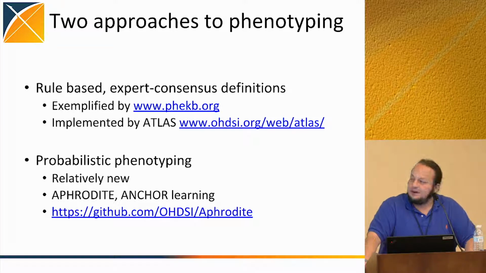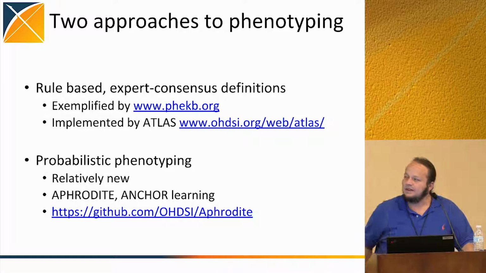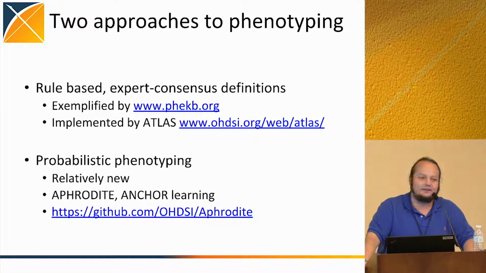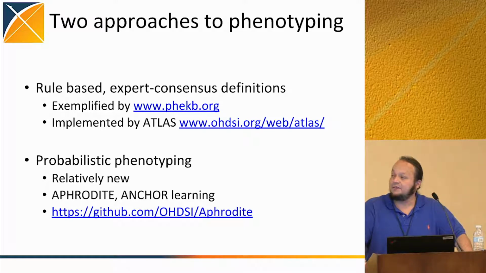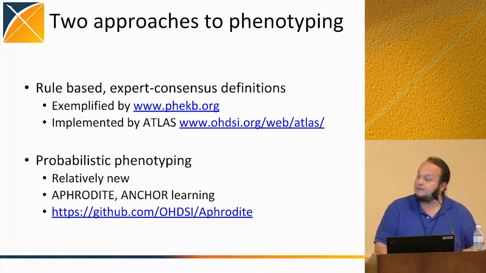But the part that I'm talking about is the probabilistic side. This is a newer trend, and it's getting a little bit more popular. There are other groups doing this, and there are packages like APHRODITE, which is built on the OMOP CDM. So that's what I'm going to talk about today. And there's another way of doing this with anchor learning, which is also built into APHRODITE. So if you were aware of anchor learning for phenotyping, it's also baked into APHRODITE, and you can use it on the OMOP CDM if you have your data on it.